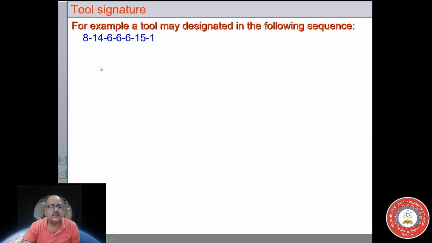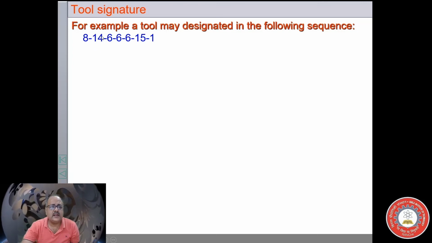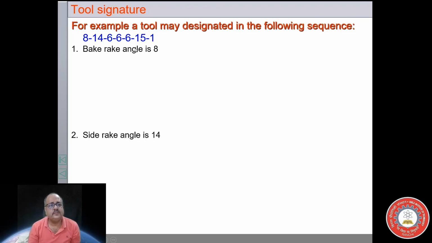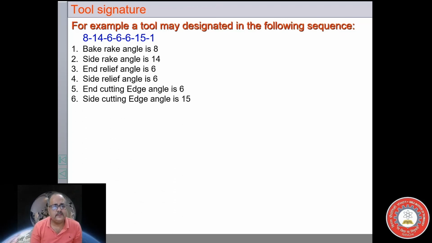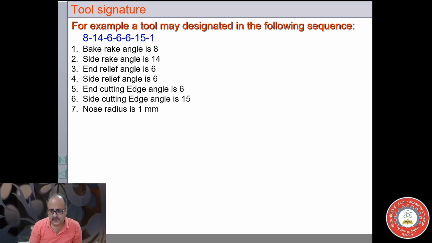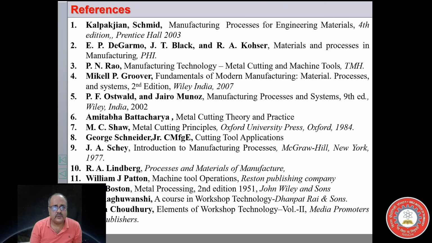So if the tool is designated by this sequence of numbers, then I can say the nose radius is 1 mm, back rake angle is 8 degree, and side rake angle is 14 degree. Likewise, the other angles. So this is how we designate tools, single point cutting tools, particularly in the ASA system. So with this, we come to the conclusion of this lecture.